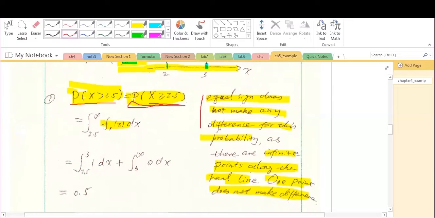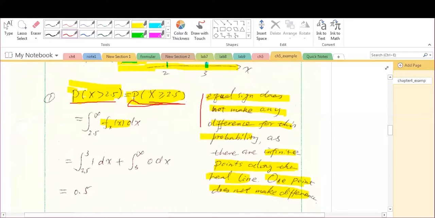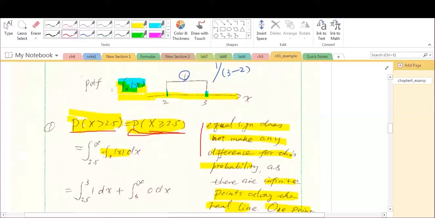here, because there are an infinite number of points along this real line. So one point does not make any difference. For any continuous random variable, the equal sign does not make any difference in terms of probability. But for discrete, it will make a difference. Okay? For discrete random variables, it will make a difference. So we need to be a little careful when we deal with discrete random variables.